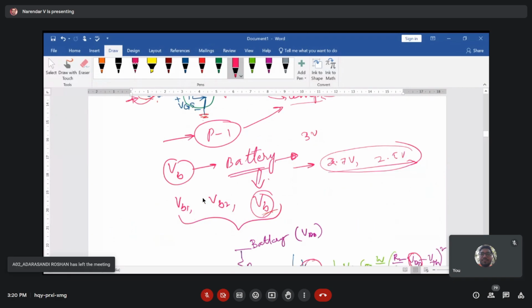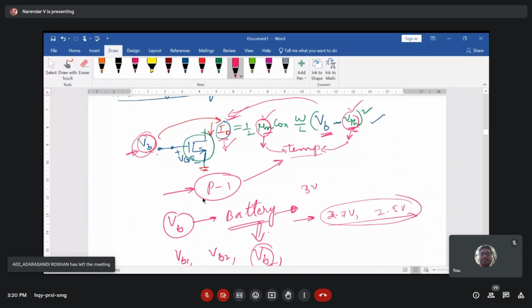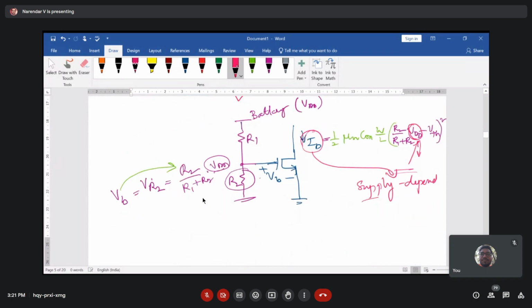Now we are talking about biasing here. In biasing, we are trying to provide a VB, and we want the ID value to be constant, but we are not getting a constant ID because one problem is temperature changes and the other problem is supply voltage dependence. So this is your problem number 2 while biasing. We have to make sure that the current ID which we are trying to generate should be constant, but because of temperature and supply dependence, this ID is no more constant.